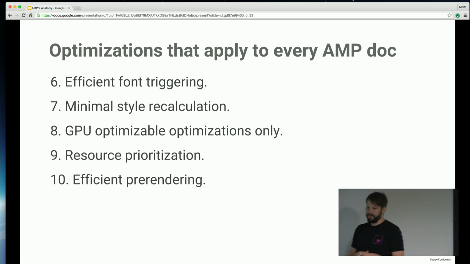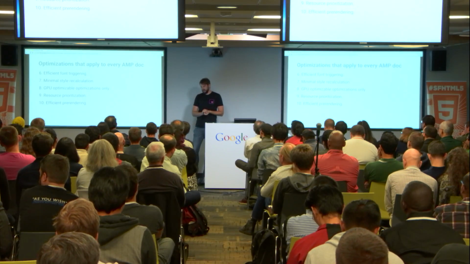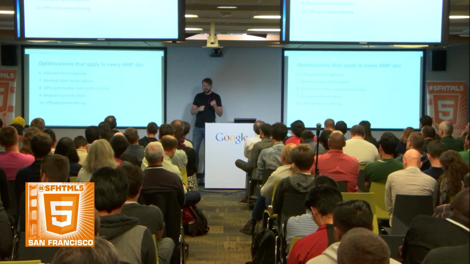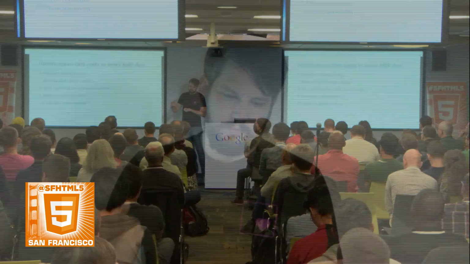The font triggering is very efficient, and we have a GitHub bug about giving people a bit more control over font rendering. I think that's really important. Style recalculations are minimal. Everything in terms of animation and transitions will be GPU optimized. We prioritize resources, and then we do the efficient pre-rendering that gets you instant loading.